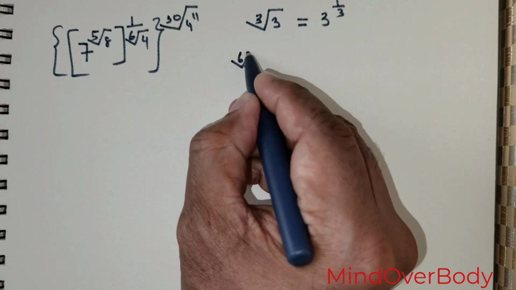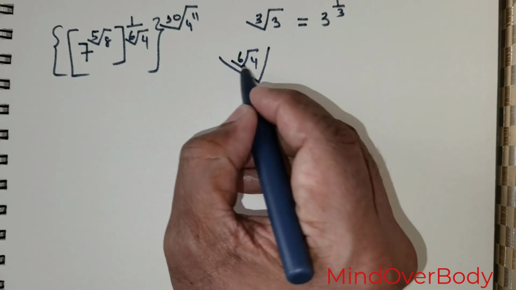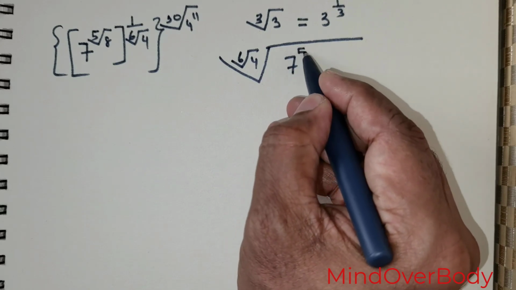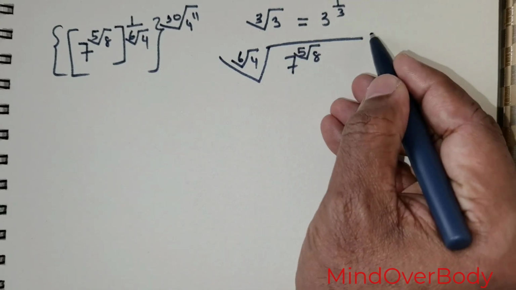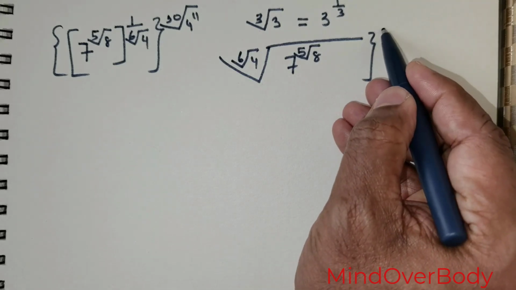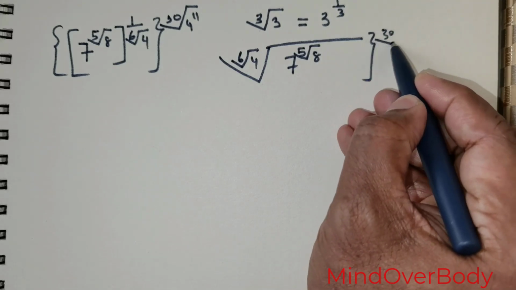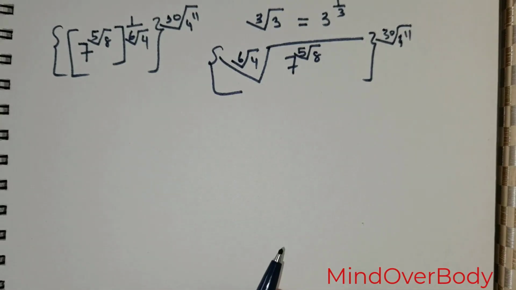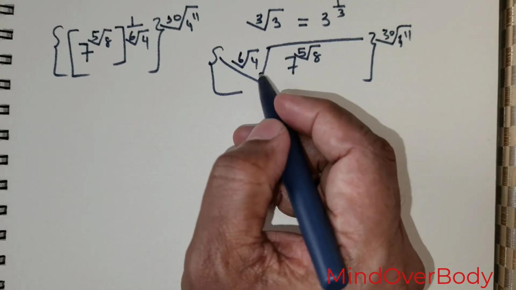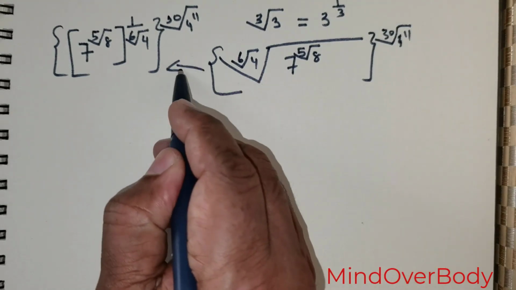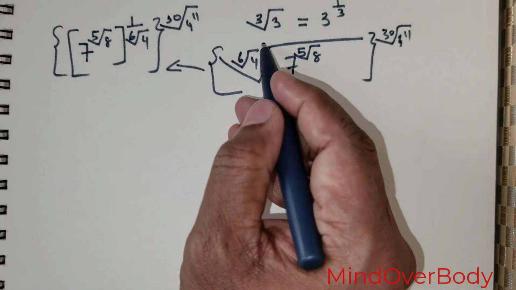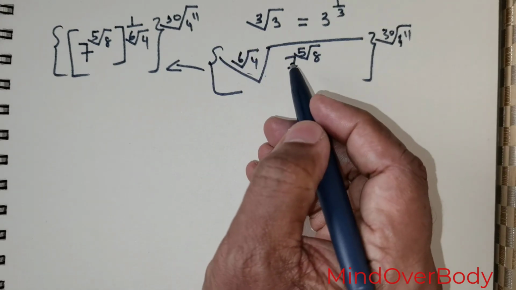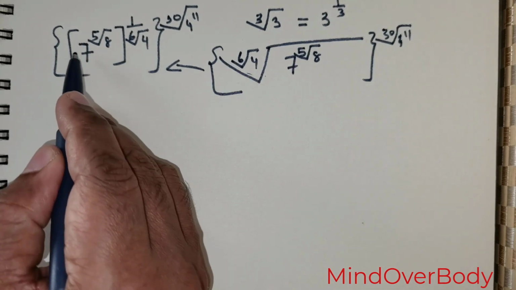We got 6th root of 4 placed in the wedge, and we got 7 raised to the power 5th root of 8, and this entire thing is raised to the power of 30th root of 4 raised to the power 11. This is what we have actually got. So if I were to rewrite this, this is what it would result, because this is placed in the wedge. So anything that is placed in the wedge, if you want to remove this radical sign, then you will have to rewrite it in this fashion.